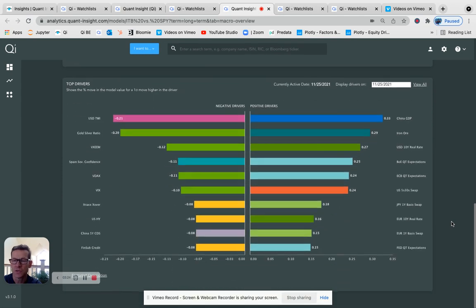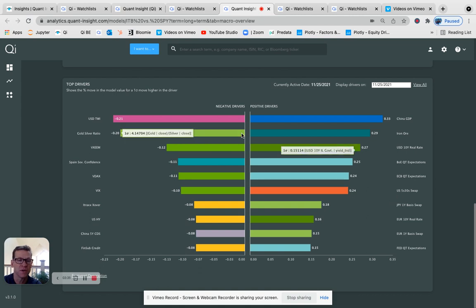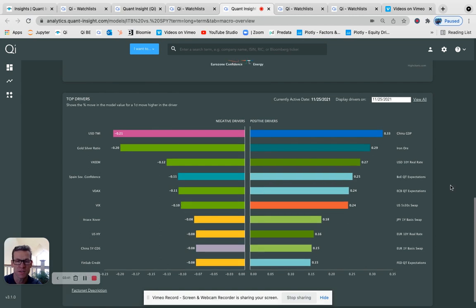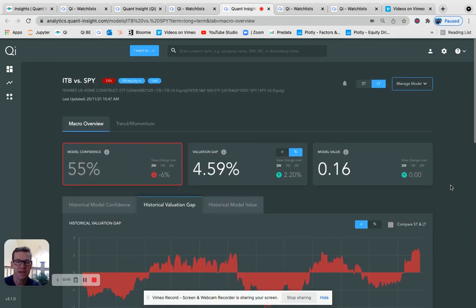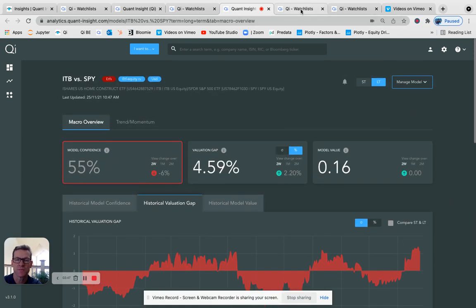Why does ITB outperform SPY? It needs stronger growth globally, China, and commodities, iron ore. It wants rising real rates, a steeper yield curve. It wants a weaker dollar, and it needs risk on with lower VIX and other measures of risk aversion. These are the drivers that help you understand the macro anatomy of any given asset that you are trading.